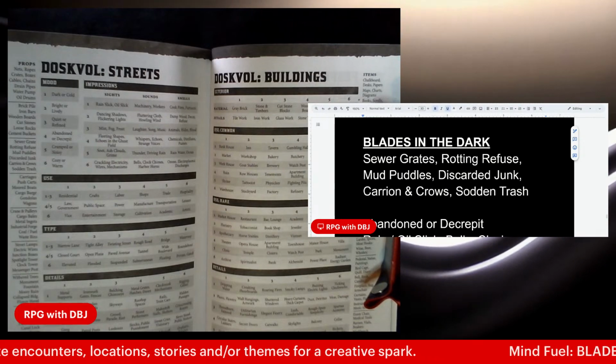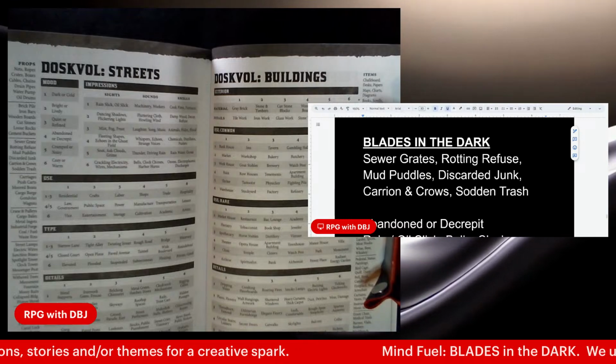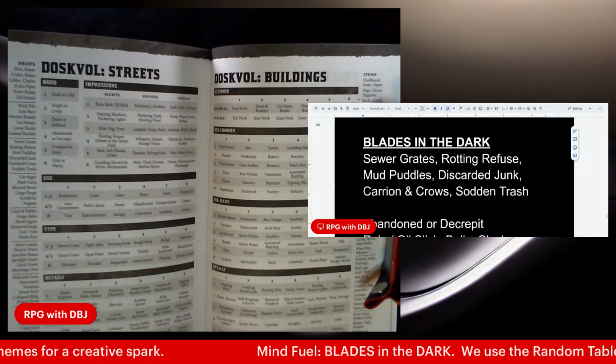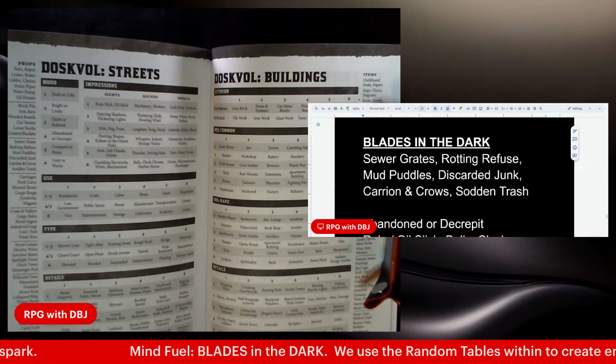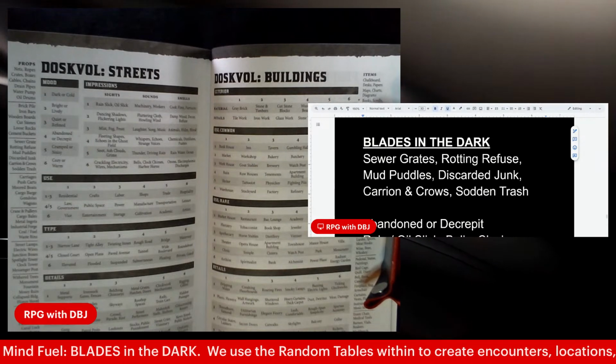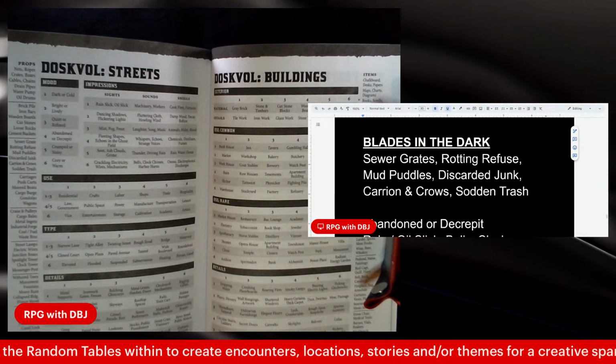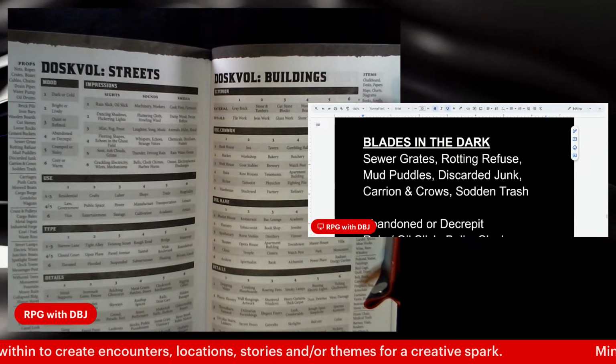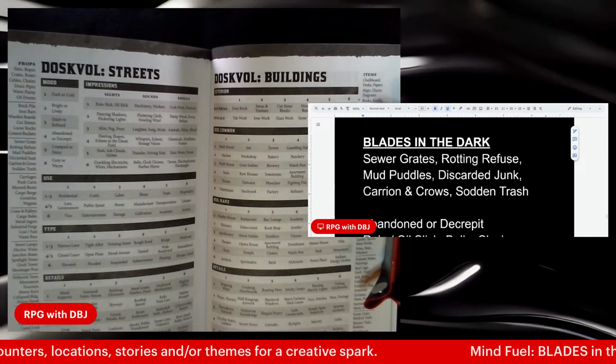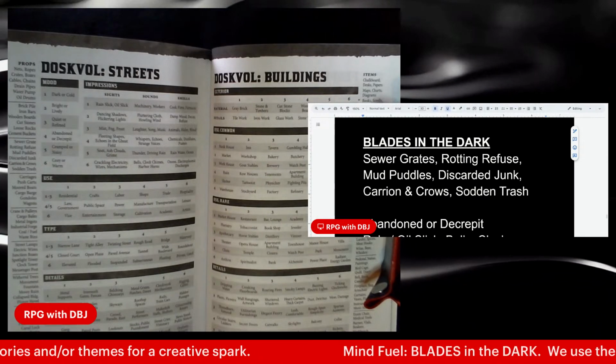I was the one that created it, so it's my table. I don't know what I want them to encounter, but no matter what's rolled, it's not going to surprise me. The surprise is, oh, they rolled blue dragon. Okay, let's see what happens.